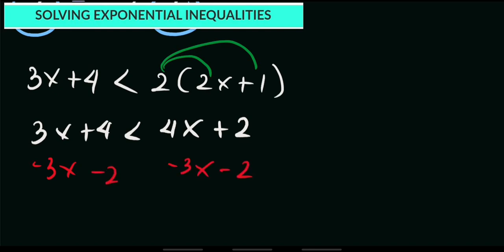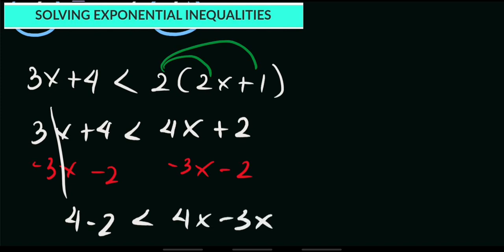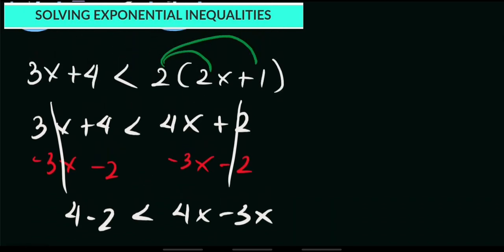Okay? So, to give us, cancel out this one. Kakaroon tayo ng 4 minus 2 and that is less than 4x minus 3x. So, cancel out 2. Okay? So, to simplify this one, kakaroon tayo dyan ng value as 4 minus 2, that is 2, is less than 4x minus 3x, that is equals to x. Okay, and that is our answer.